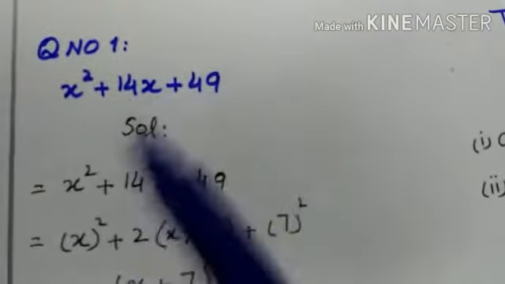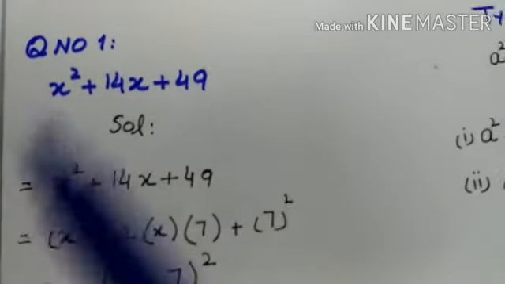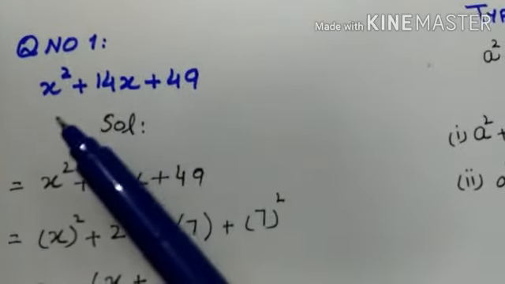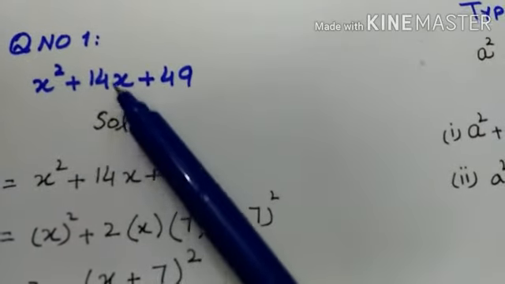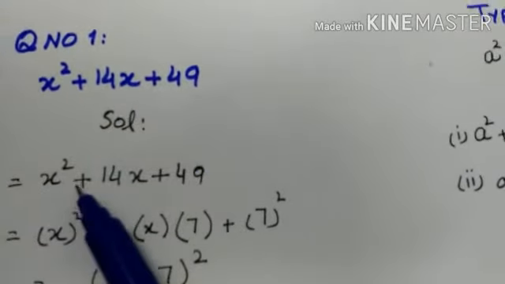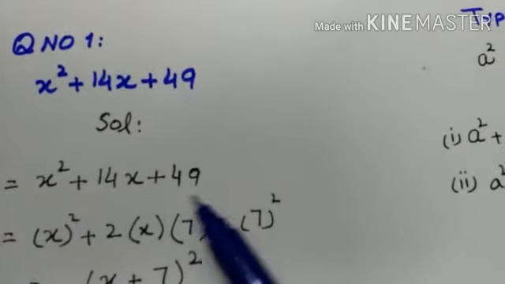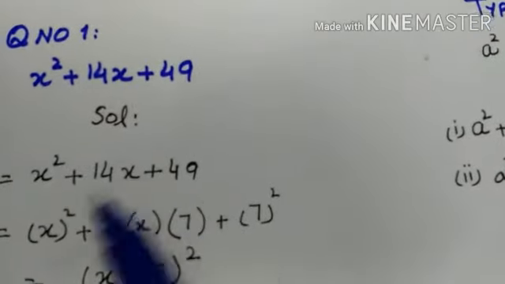Question number 1. X square plus 14x plus 49. X square means this is the first term, this is the second term, and this is the product of first and second term and 2 of the formula. First of all, we'll rewrite the question. X square plus 14x plus 49.